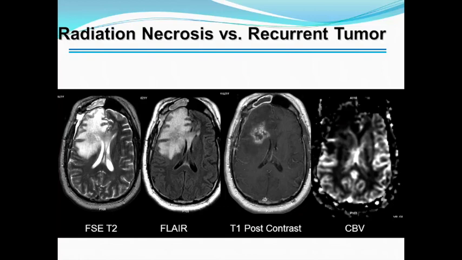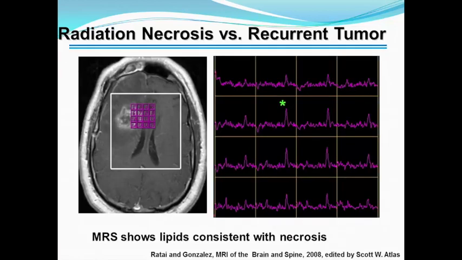Here's another example. It looks pretty much the same as I showed you before, right? You have these hyperintensities on T2 and FLAIR. You see enhancement on T1 post-contrast weighted imaging, and then a pretty inconclusive cerebral blood volume. Maybe decreased, I don't know. Anyway, MR spectroscopy shows lipids in this case. The choline is not very high, and this massive amount of lipids indicates necrosis. So this patient, in fact, had radiation necrosis.